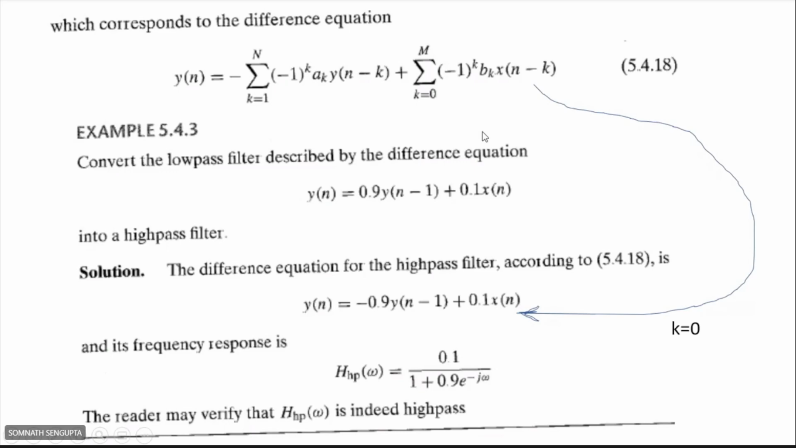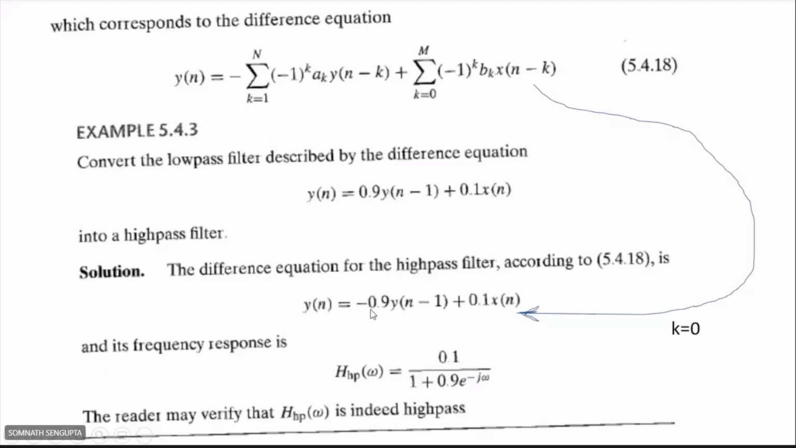Here k is equal to 0, so no shifting, and k equal to 0 means minus 1 to the power 0, that is 1 only. So it is not minus 1 now, and we get x(n) according to this. So this is the difference equation for the high pass filter after converting. So what would its frequency response be?